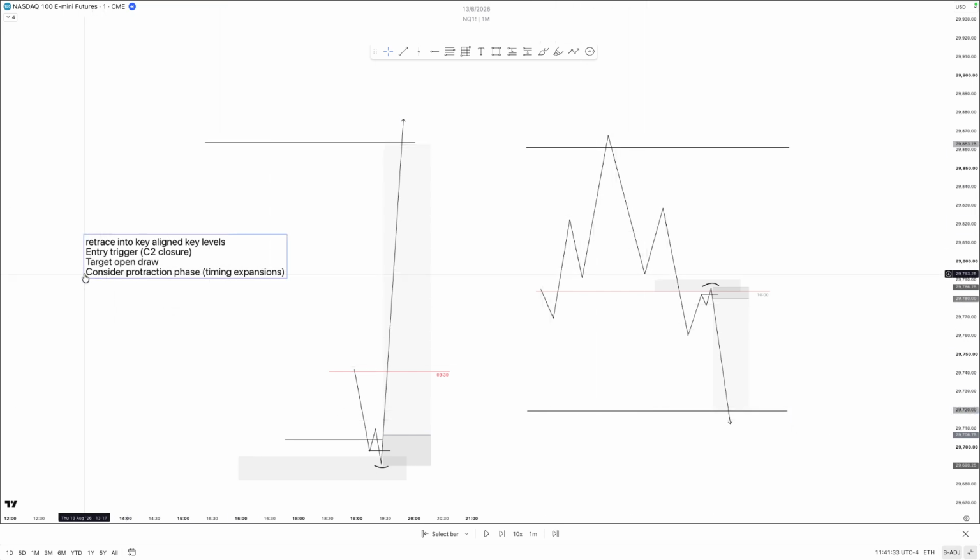And finally, all trades consider the protraction phase, which is timing expansions, right? So we need to open low first when bullish, so we have that manipulation, a valid manipulation, and open high first when bearish again. So you have a valid manipulation into a key level before seeing that lower time frame reversal and price expanding towards that open draw.